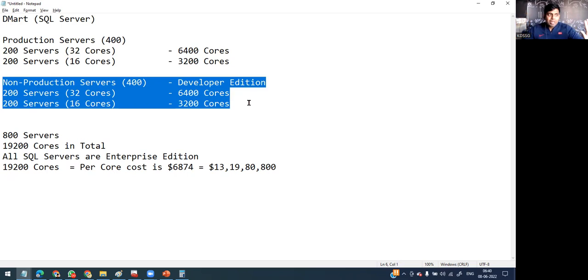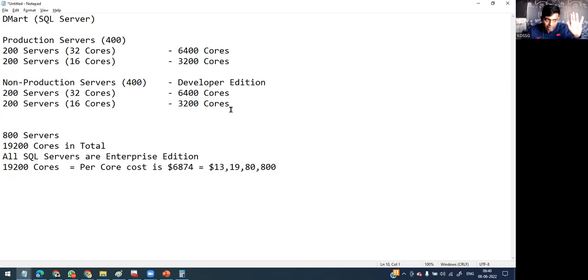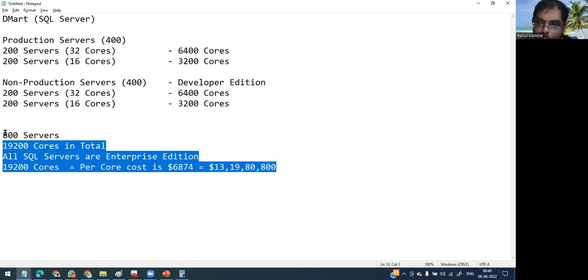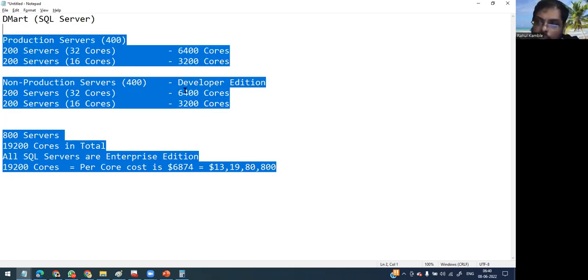Okay, done, sir. So any questions on the core-based billing model? This is how the core model works. Maybe I have one question. Suppose when we set up a lab tomorrow and we install a developer edition and we have the DC and domain. So will it be considered as a production or a non-production thing?